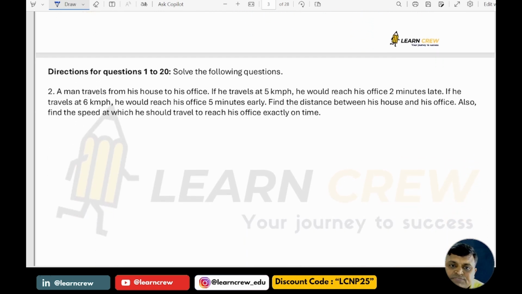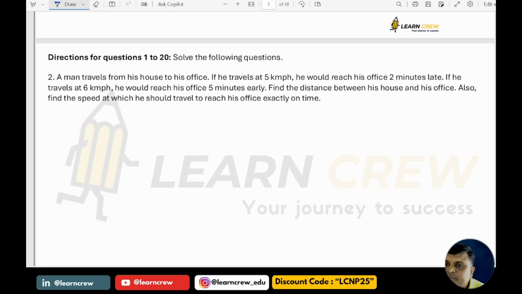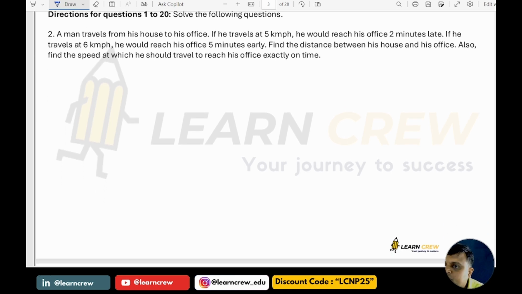Now, second question. Please see here. A man travels from his house to office. If he travels at 5 km per hour, he will reach his office 2 minutes late. If he travels at 6 km per hour, he will reach his office 5 minutes early. Then find the distance between his house and office. Also find the speed at which he should travel to reach his office exactly on time.